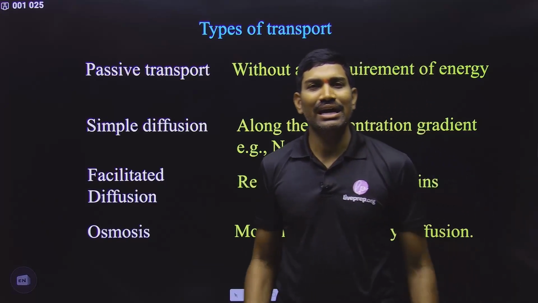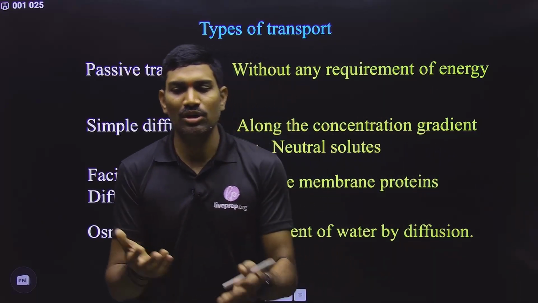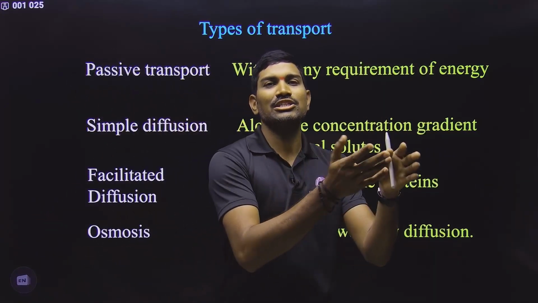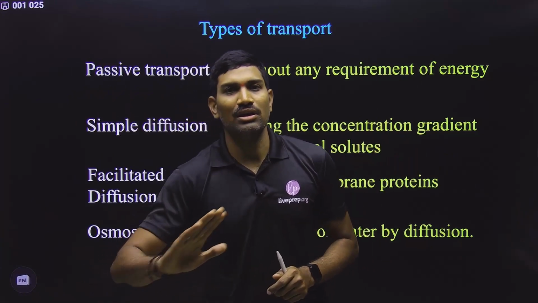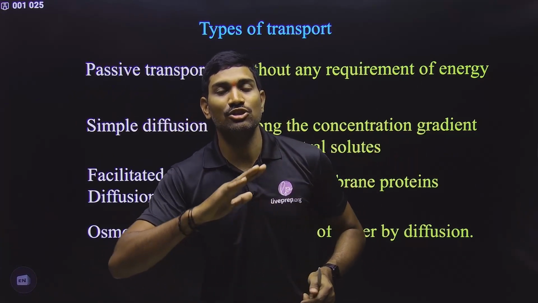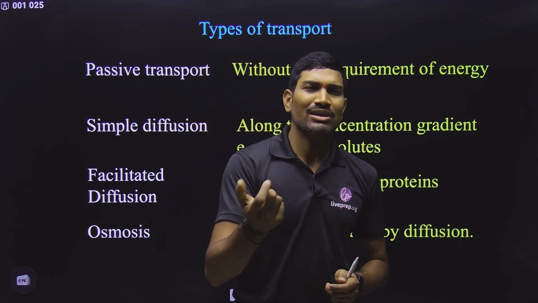Exactly opposite is active transport. In active transport, molecules move from lower concentration to higher concentration. That's why it is called against the concentration gradient. It is called an uphill process. Now you can easily understand.